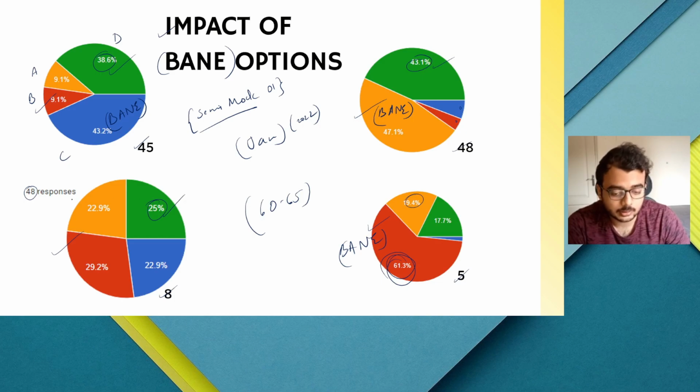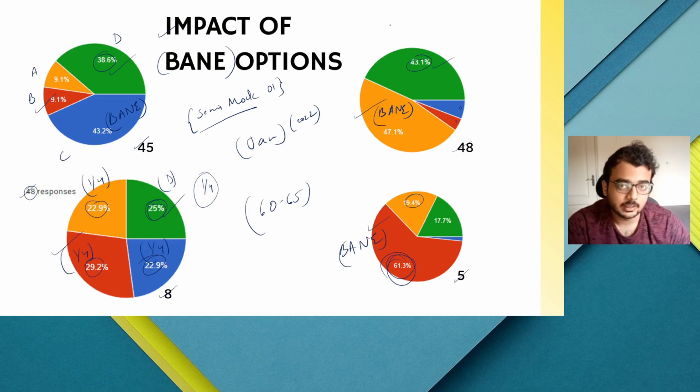Till now I've never seen this. This one had 48 responses. The composition of options is so even, right? Almost 1/4 of you got it correct. This was option D. 1/4 marked A, 1/4 marked B, and 1/4 marked C. This is the kind of impact a BANE option can create.